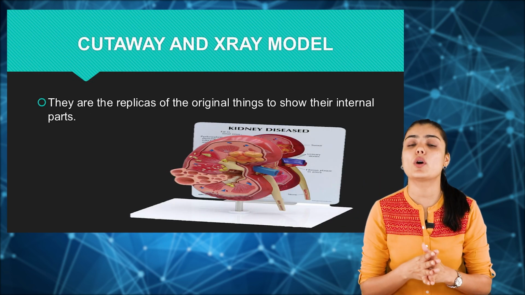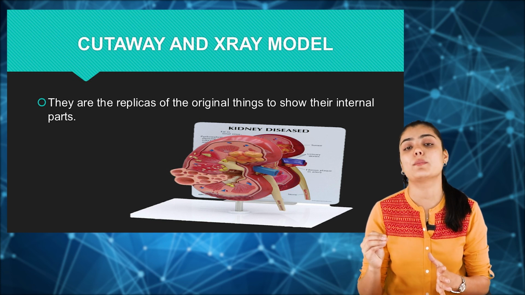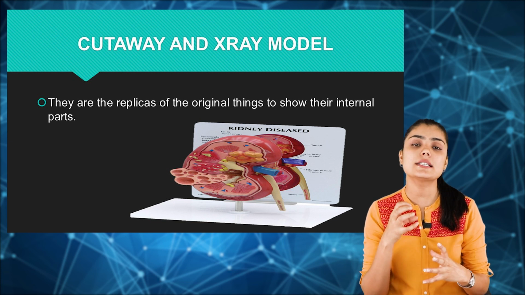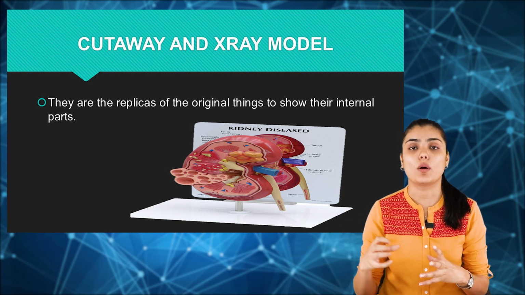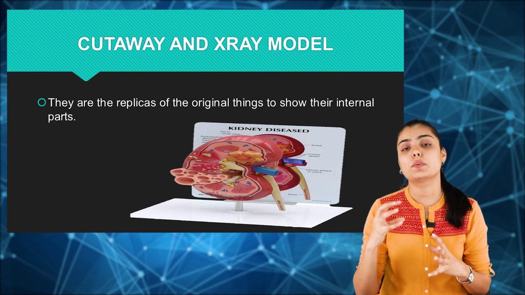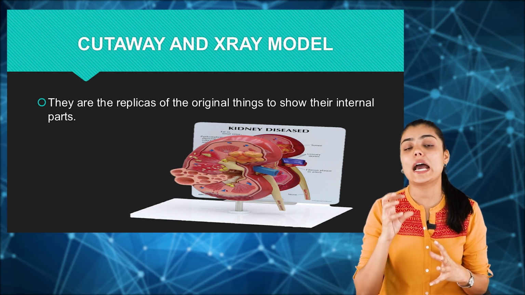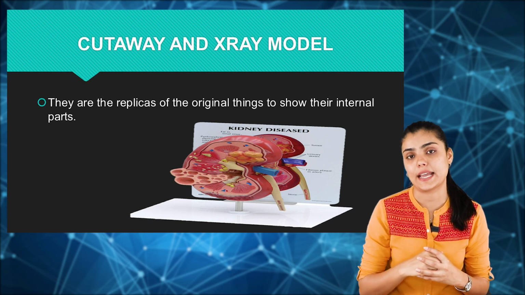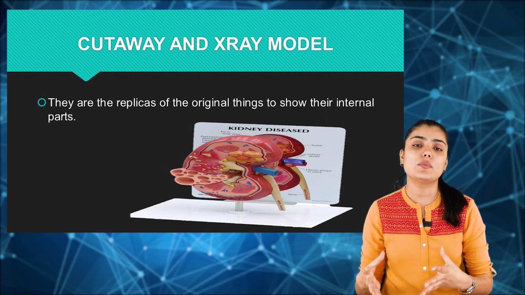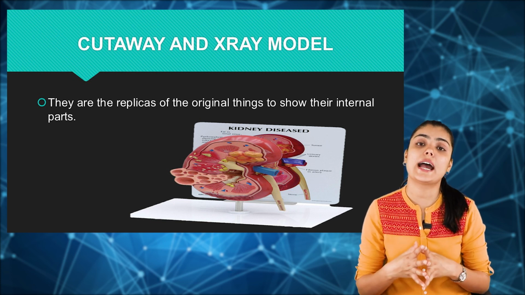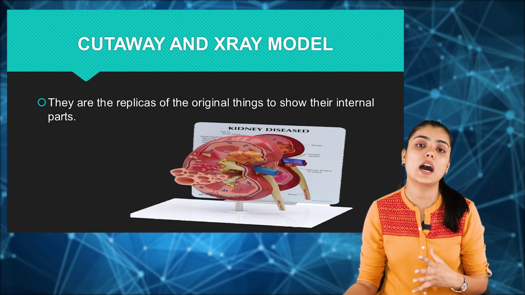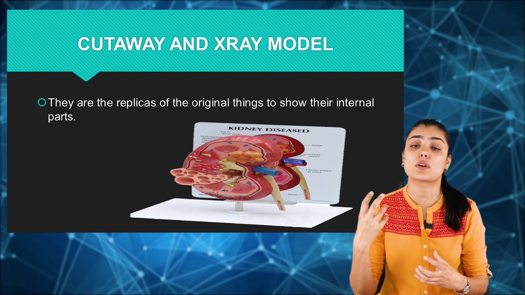The second type of model is cutaway or X-ray models. X-ray models are the models that show the internal structure of a particular object. Cutaway models or X-ray models are usually used to see how a particular object or thing looks from the inside. Now, in nursing education, we obviously have to understand the internal structure. For example, the internal structure of the heart, to understand how it functions, how it operates.